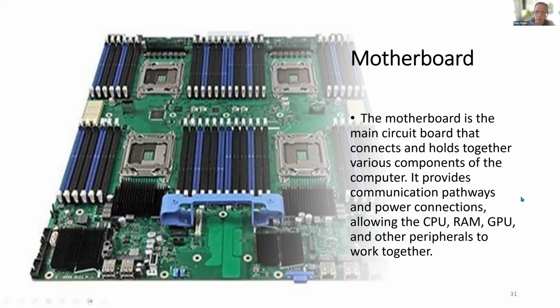It provides communication pathways and power connections, allowing the CPU, RAM, GPU, and all the other peripherals to work together. So there are places for everything to be plugged into. You'll see here your network plug for your Ethernet cables. The power supply needs to go in here. So basically all of the things that need to run on the computer need to be plugged into the motherboard, and they are going to be talking by being connected to this.